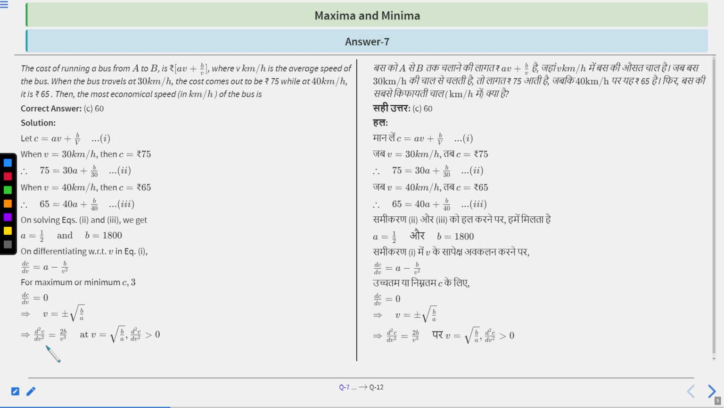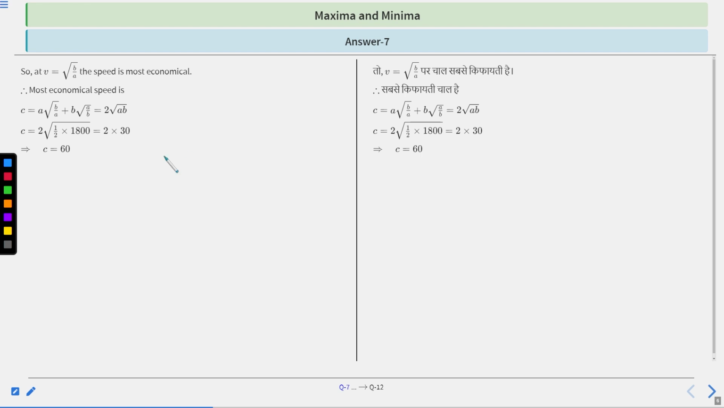Therefore, at V is equal to root over B by A, d square C upon dV square is greater than 0, right? So at V is equal to root over B by A, the speed is most economical, right? Therefore, the most economical cost is C is equal to A root over B by A plus B root over A by B, which is equal to 2 root AB, right?